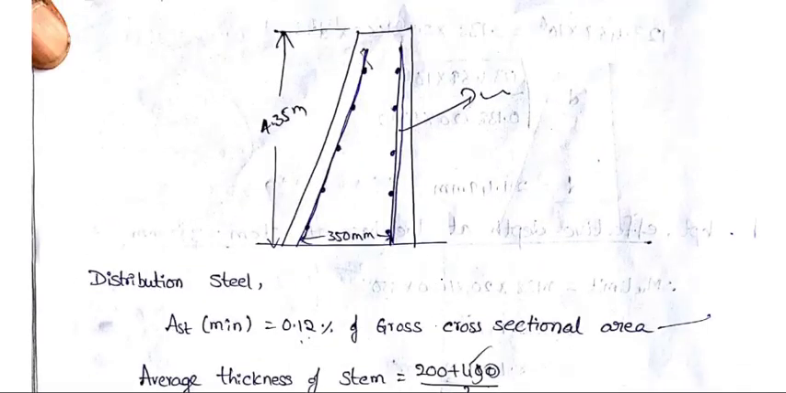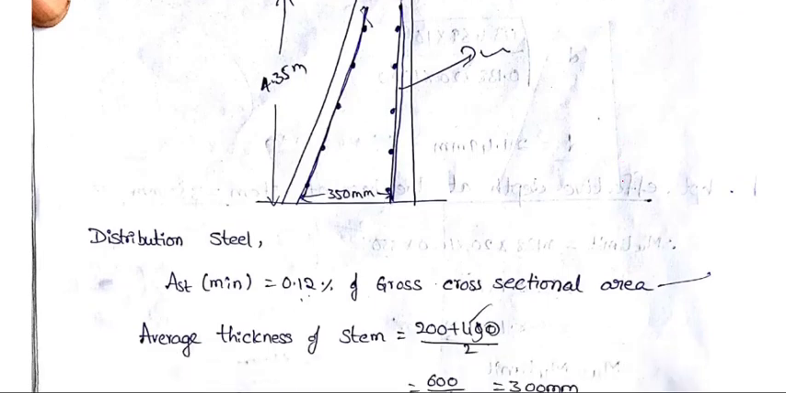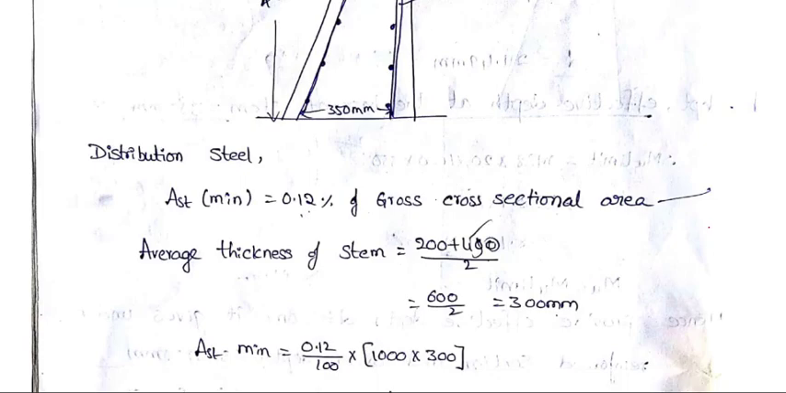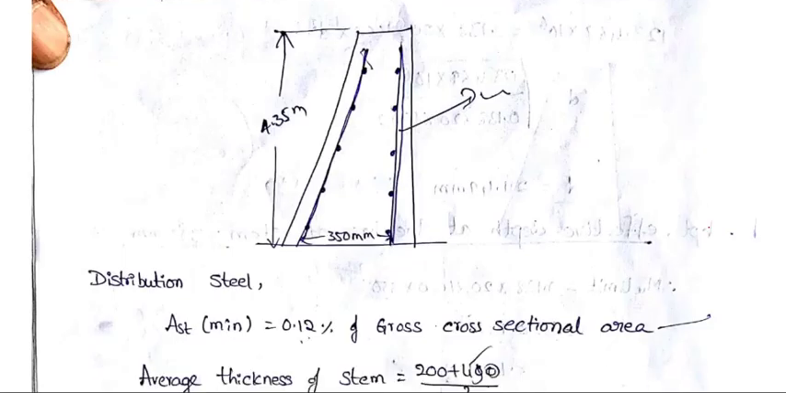Next, distribution steel. Distribution steel is equal to 0.12 percent, providing minimum reinforcement. So let's take the average stem thickness.